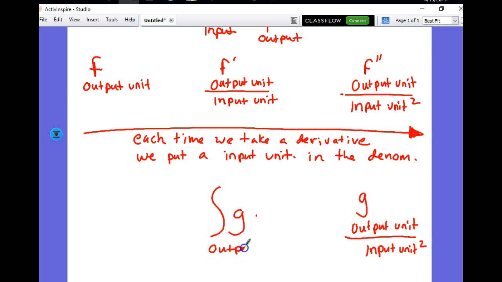That's just the values of G. Now notice here, by taking an integral, we lose an input unit on the bottom. It used to be squared, now it's just going to be an input unit, okay? So it's a regular rate. And in the same way, you could take an integral twice.